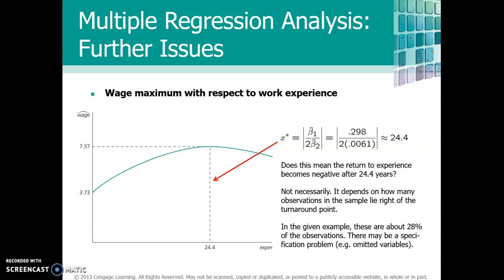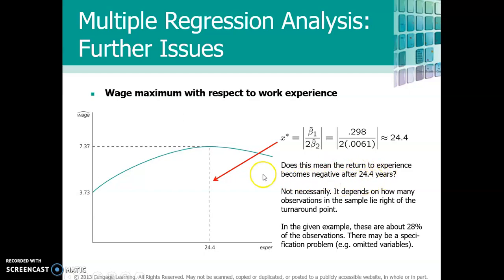So what is a turning point really telling us? The turning point is a point on the graph where the graph changes from increasing to decreasing, that is, rising to falling, or falling to rising. So basically, what we are saying here is that the return on experience becomes negative after 24.4 years.